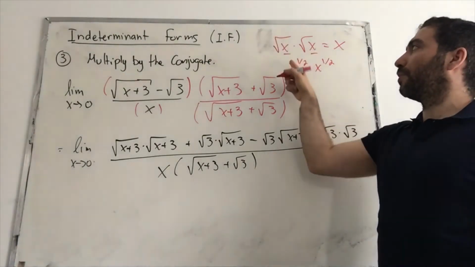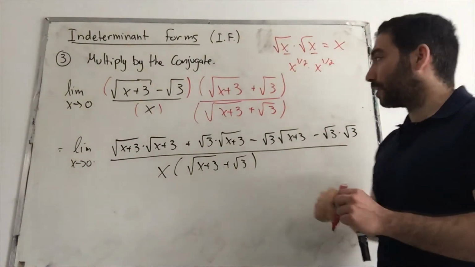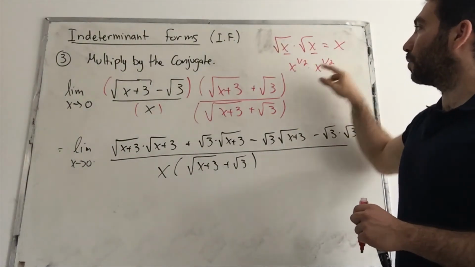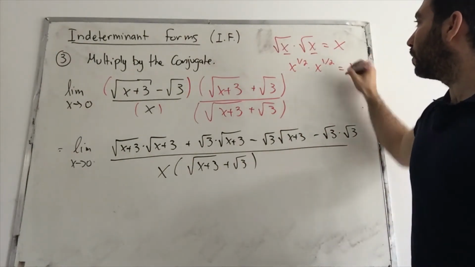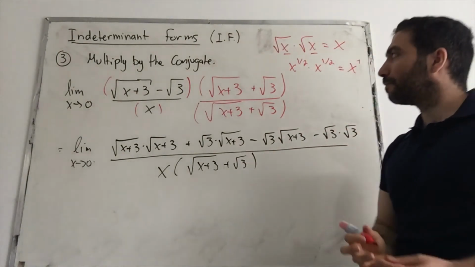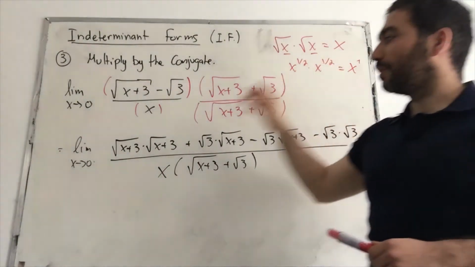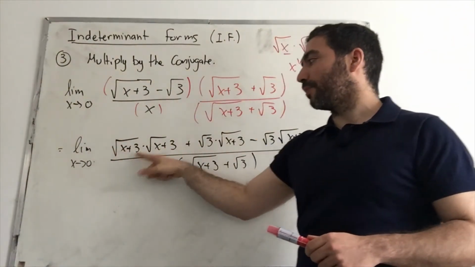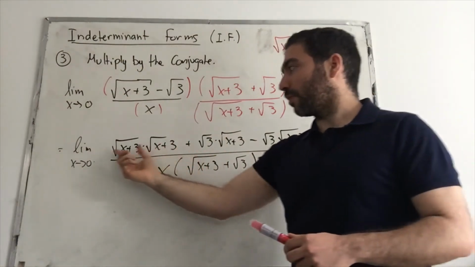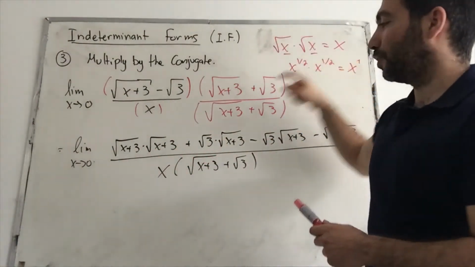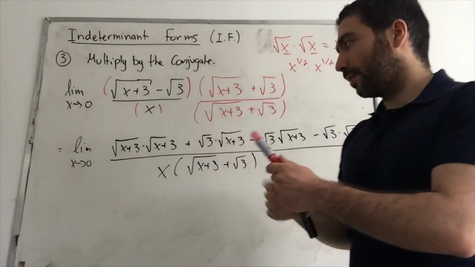We could rewrite square root as exponent 1/2, and when you're multiplying the same base, x times x, you're adding the exponent. A half plus a half is a whole, so x to the 1. That's what we're using, these properties here. So we have the square root of x plus 3 times the square root of x plus 3. What's inside the root is the same, so we're left with just x plus 3.